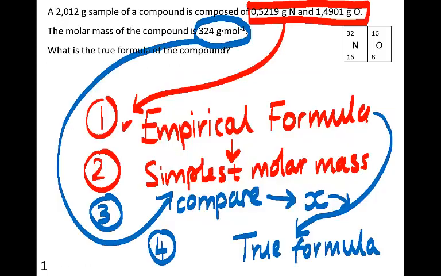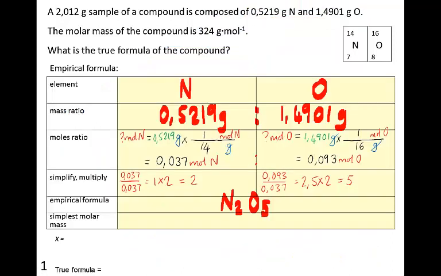We've got the empirical formula. The next step is to get the simplest molar mass from this empirical formula. What does that mean? If this were the formula of this compound, what would its molar mass be? It would be 2 times 14 for the N plus 5 times 16 for the O. That's 28 plus, open bracket, 5 times 16, close bracket, equals 108 grams per mole. That is the simplest molar mass.